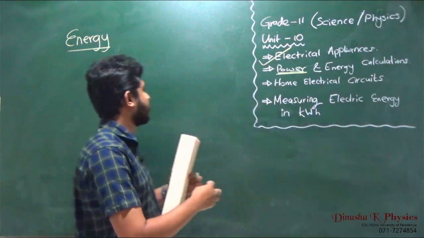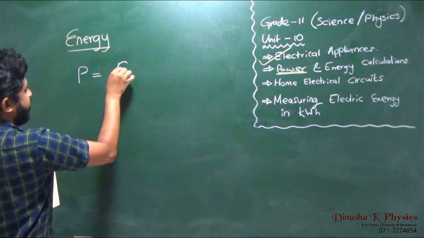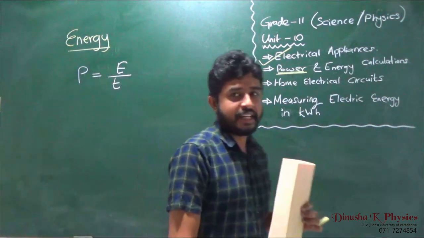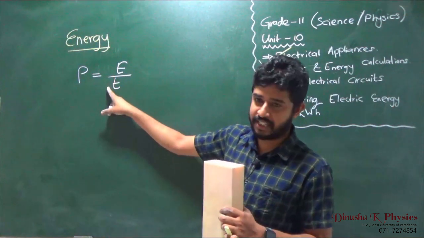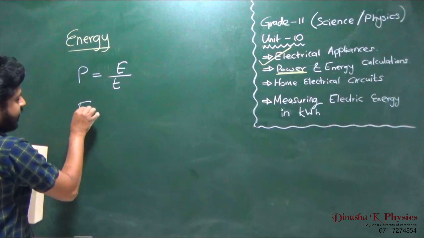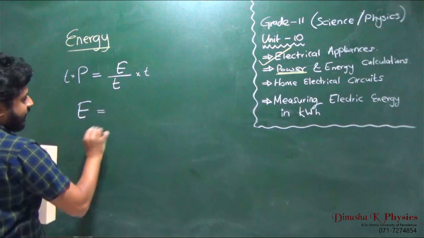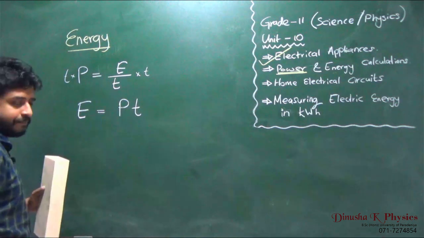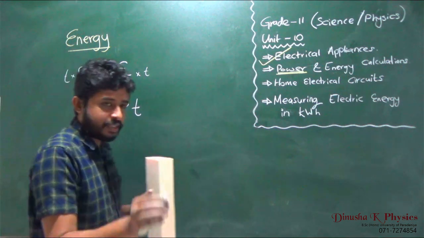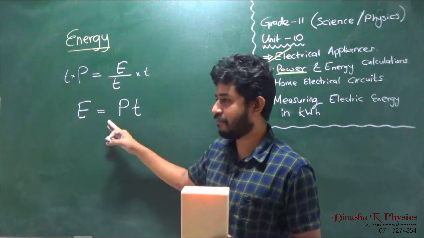I gave a formula at the very beginning: power is equal to energy divided by time, or work done over time. I represent E as energy and T is the time. From this we can make E the subject by multiplying both sides by T. We can write it as PT. So energy will be equal to the product of power and time.